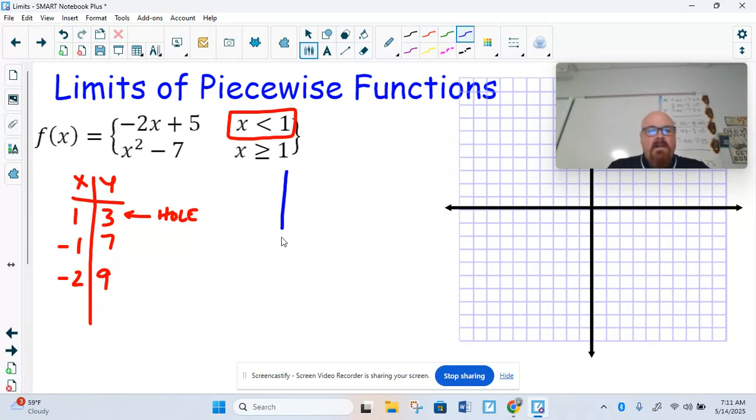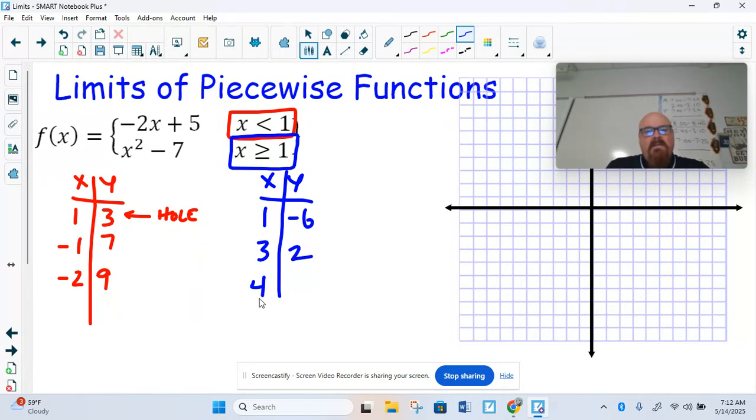Now while I'm here and while my face is covering the graph, why don't we go to this next piece? Again, we're going to start by plugging in the number 1. We're going to put a 1 here. 1 squared minus 7 is -6. Now let's put in a 3. If I plug a 3 in, 3 squared is 9 minus 7 is 2. And it's going to get pretty crazy fast here. So if we plug in 4, we would get an output of 9.